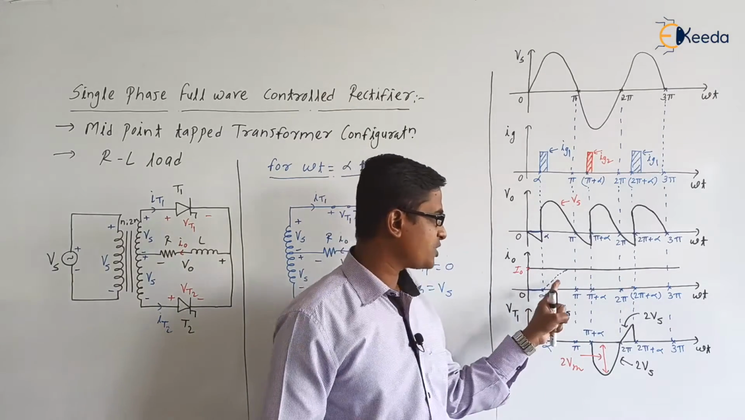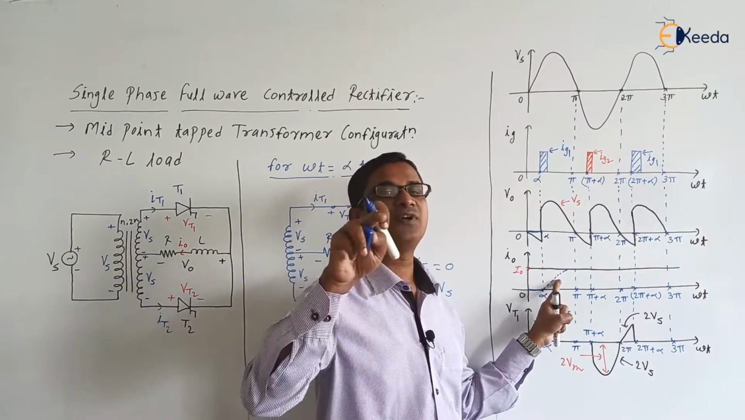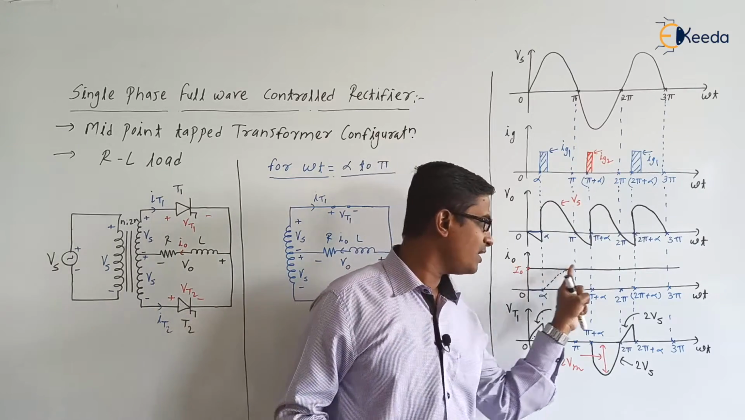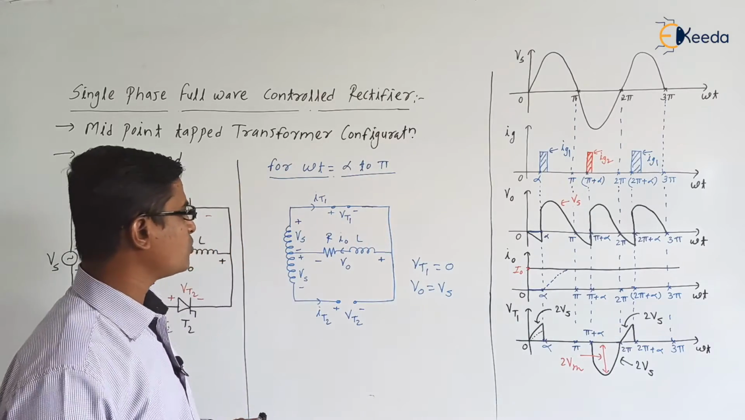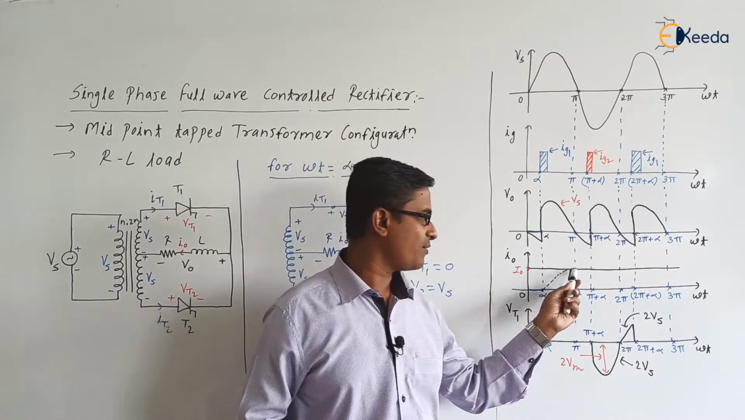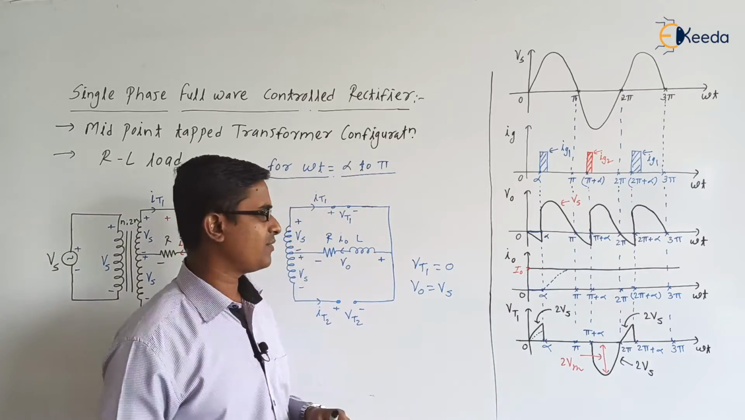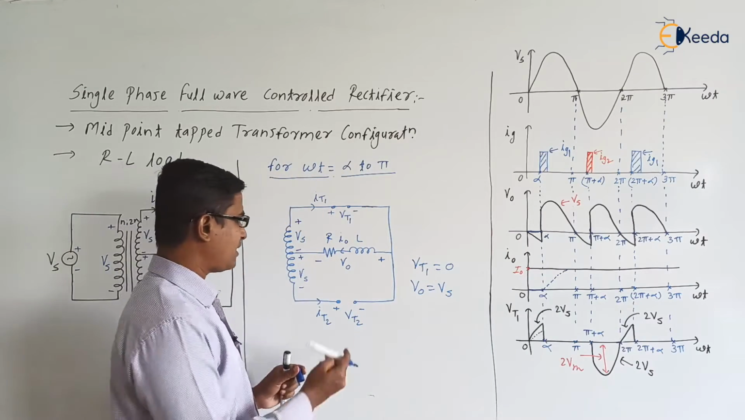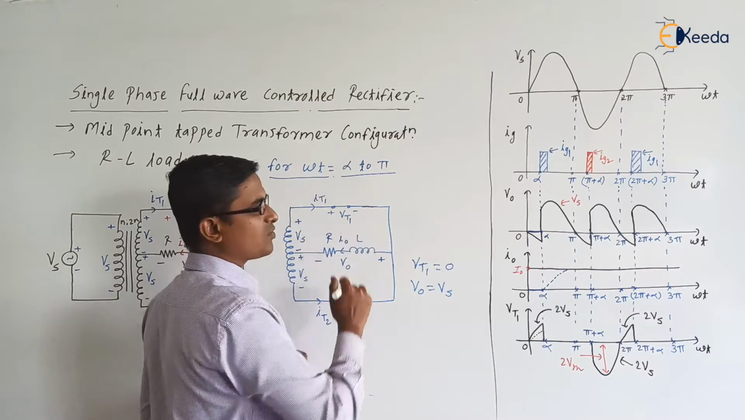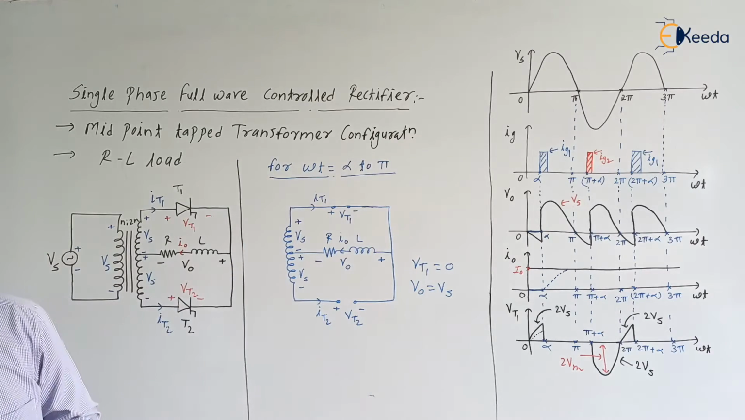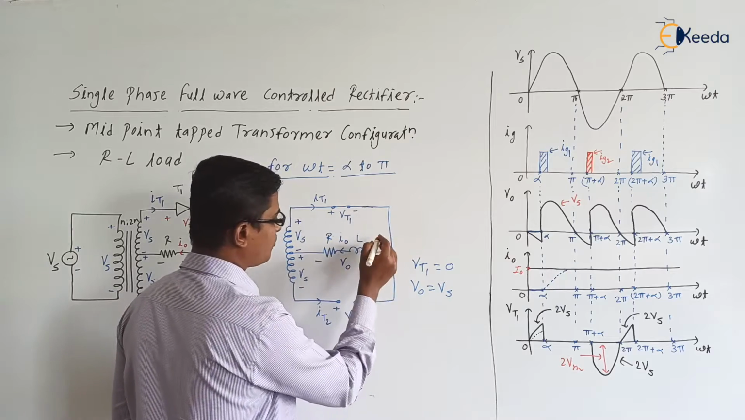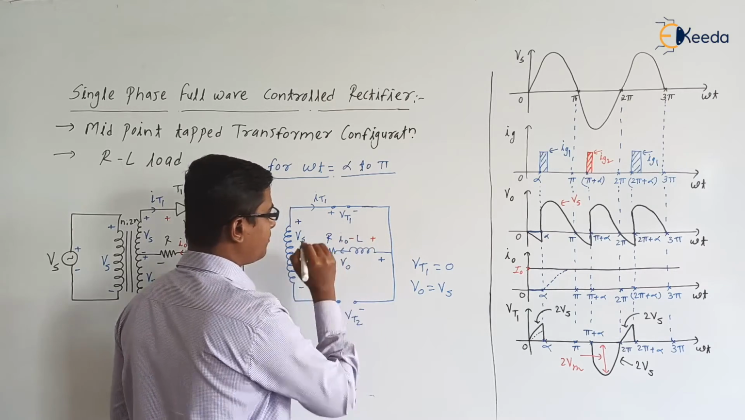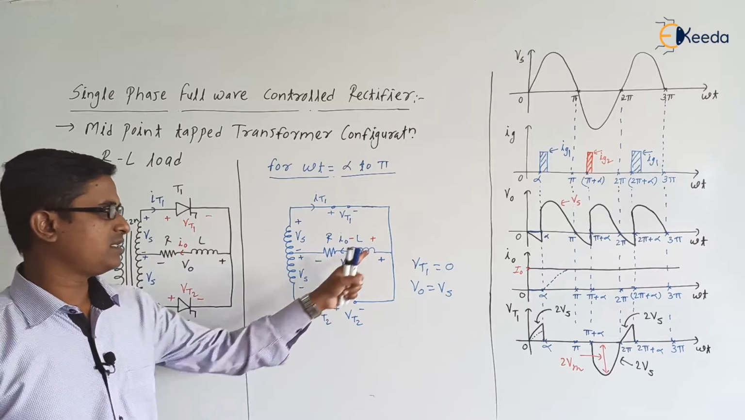This dotted one is for the very first cycle, right? But for continuous cycle it is steady. Current goes on increasing and after that it reaches the steady value I0. Next, from omega t is equal to alpha to pi, inductor L goes on storing the energy. Inductor is storing the energy, so polarity will be plus here and minus here, right?